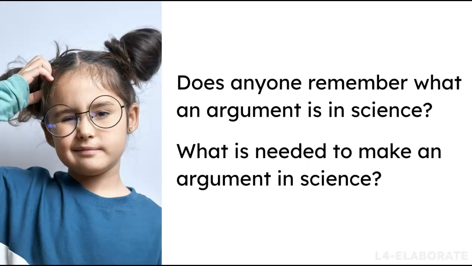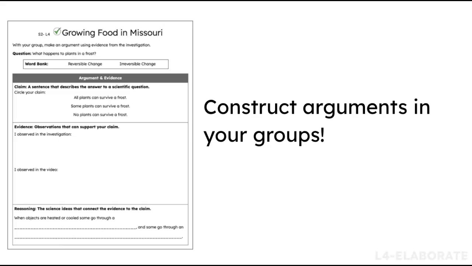For the Elaborate portion, you'll divide students into groups of 4 and 5 and share with them that they will develop an argument about what happens to plants in a frost. You'll have students use the Growing Food in Missouri student journal page to construct their argument. You can encourage students to look for evidence in their journals from earlier in the lesson and unit.